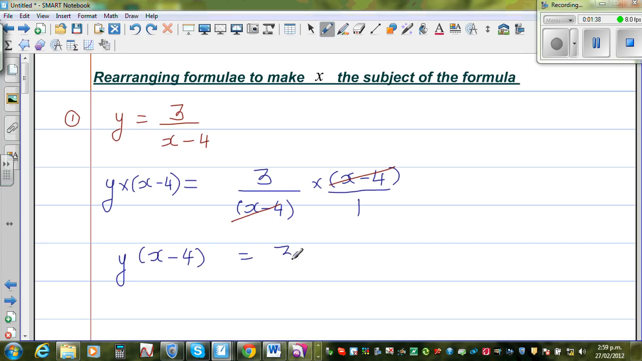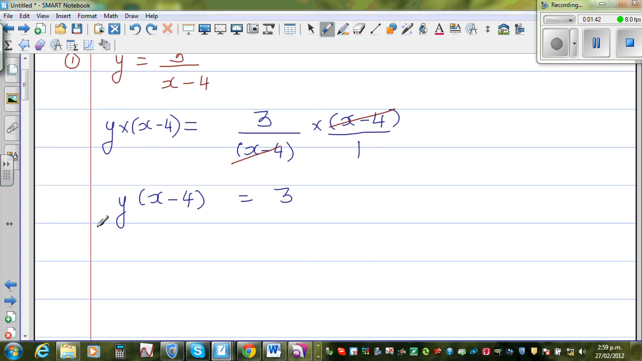Now this is quite easy to manipulate. So the next step is to expand this. So y times x is yx, or you can write xy, minus 4y is equal to 3.